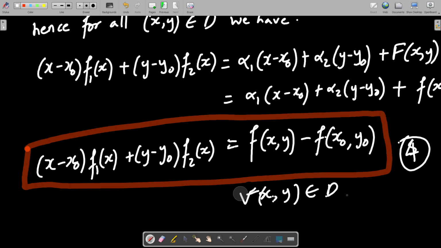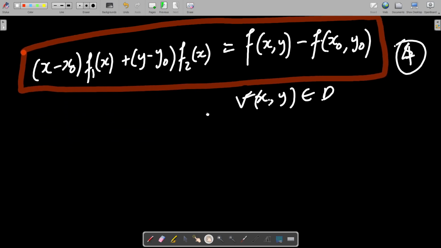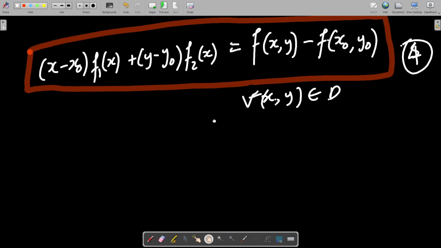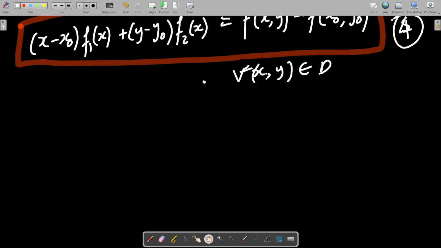Now what remains for us to do is only to show that f1 and f2 are continuous. That was also the condition in the statement of the theorem, that there exist continuous functions f1 and f2 such that this equality holds true. The equality we have shown. Now we have to show that the functions f1 and f2 are continuous. So let us start with the proof.